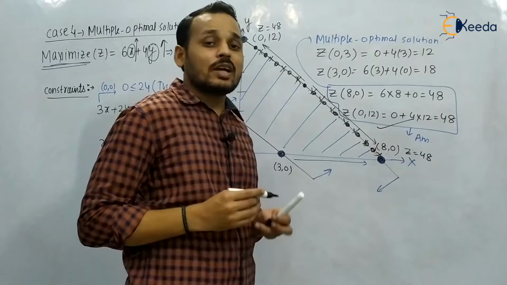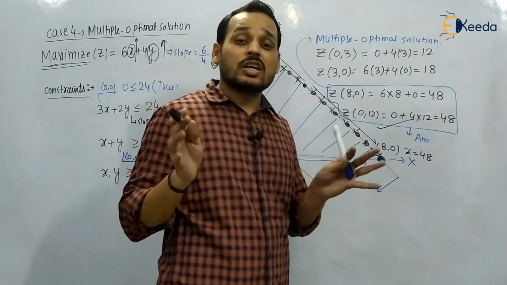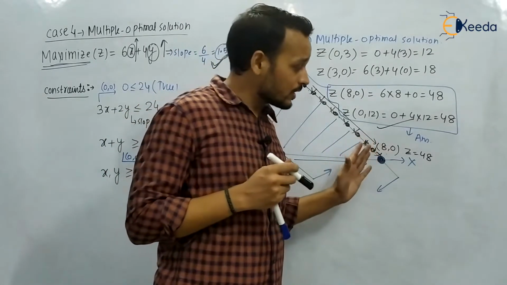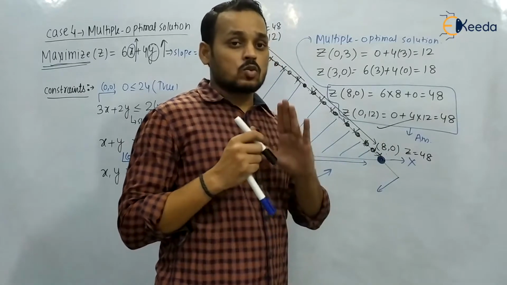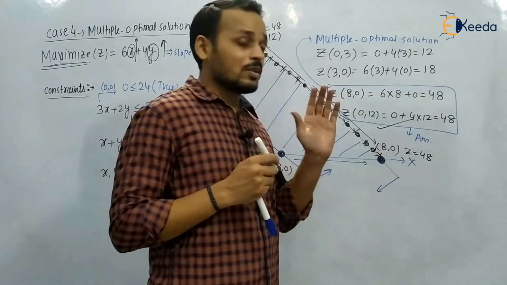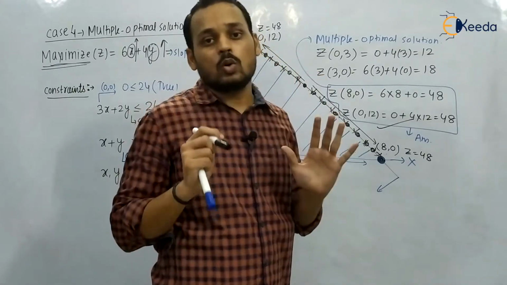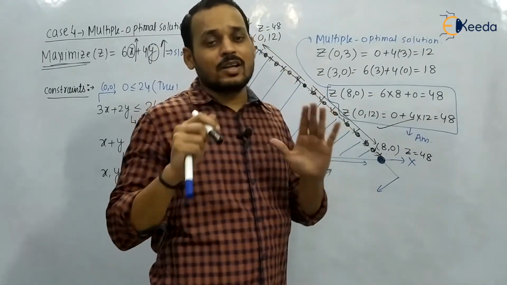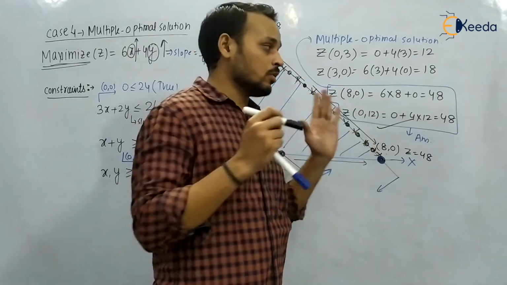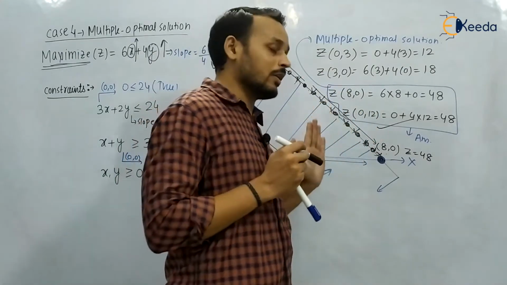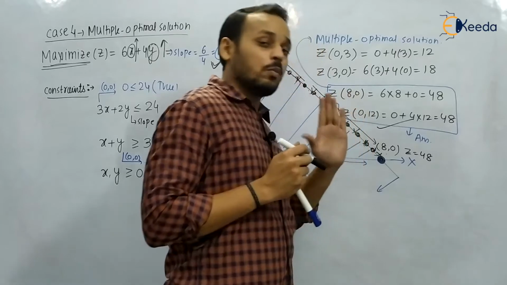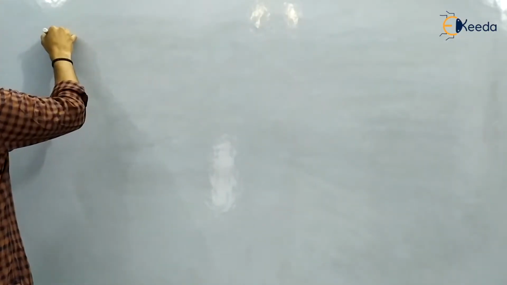Now the question is whether this case is true in each and every case. So we will try to see this case with the help of another example, a very good example, and then we will conclude in a nutshell what we have learned from both these examples. So we will take our second example in multiple optimal only. Now we will write the second example.